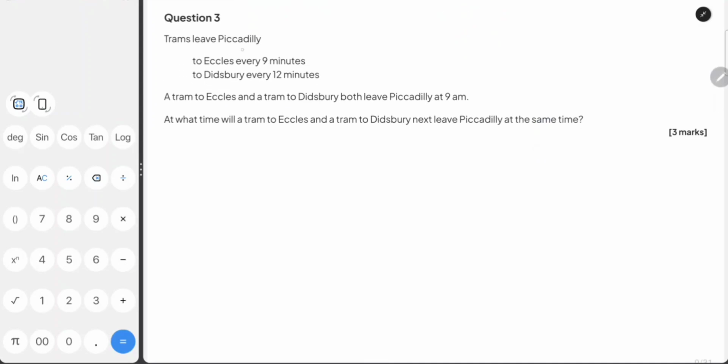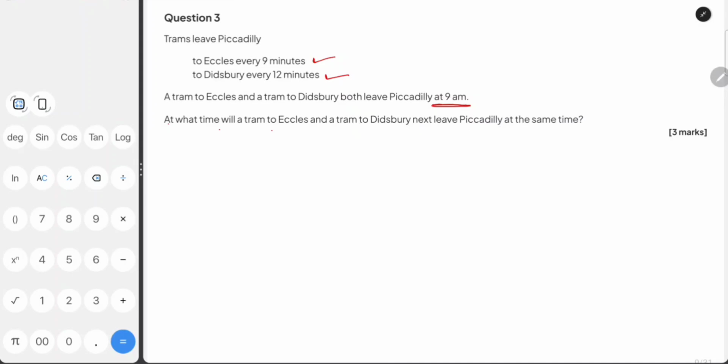Trams leave Piccadilly to Achilles every 9 minutes, and to Didsbury every 12 minutes. A tram to Achilles and a tram to Didsbury both leave Piccadilly at 9 a.m. So here both are leaving at 9 a.m. simultaneously, and one of the trams is leaving every 9 minutes and the other will be leaving after every 12 minutes. At what time will a tram to Achilles and a tram to Didsbury next leave Piccadilly at the same time?